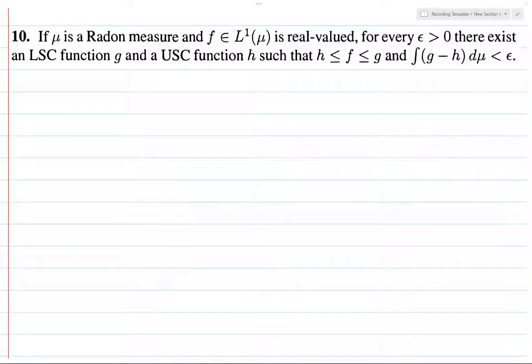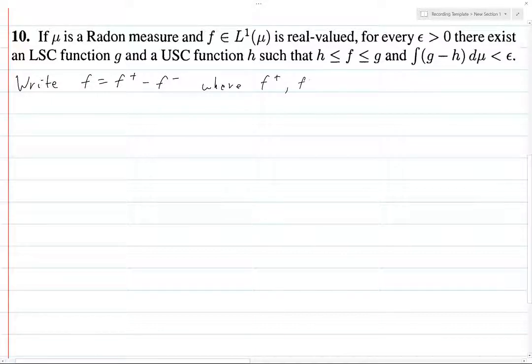7.10. This one's sort of neat. So we want to find h and g. I'm not going to call them that. I'll call them different things, and we'll get to that. But write f equals f plus minus f minus, where f plus and f minus are both positive functions.